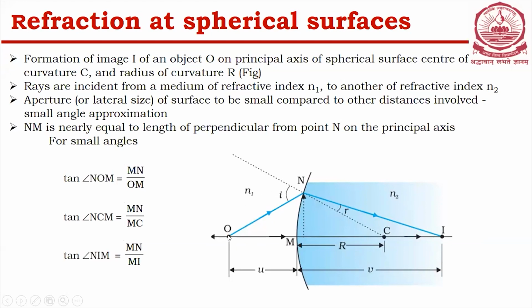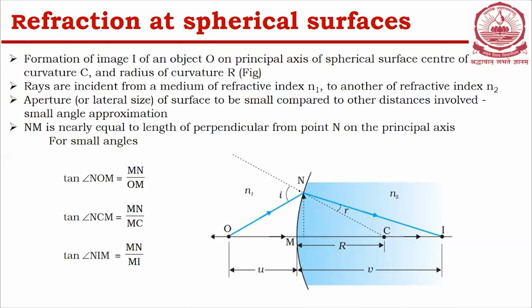I consider an object point O and a ray of light from the point O, which is incident on the spherical refracting surface at the point N. This dotted line, starting from the center of curvature, is the normal. After refraction, because it is going from rarer to denser, it should bend towards the normal. That's what is happening here. And this is the image point. This is the incident ray and this is the refracted ray. This is the angle of incidence and this is the angle of refraction.